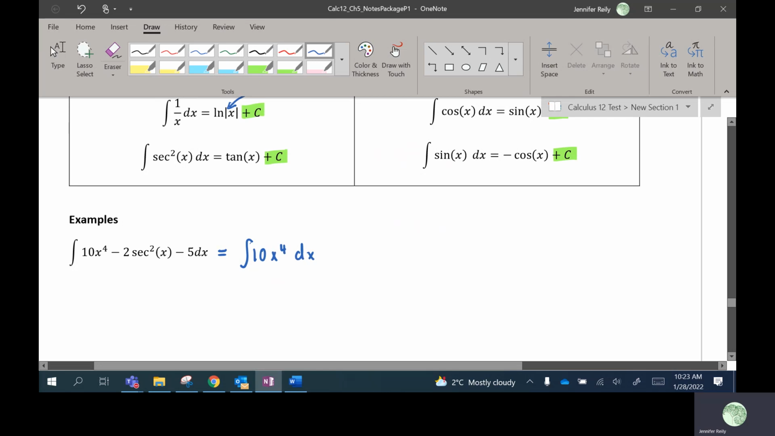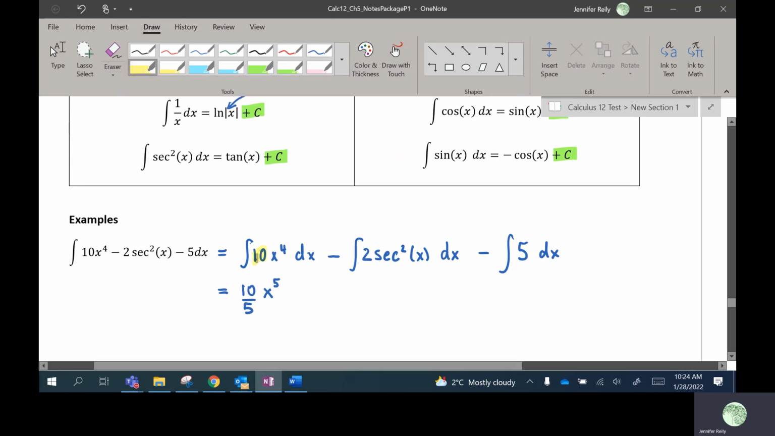So it's the antiderivative of 10x to the power 4 minus the antiderivative of 2 secant squared x minus the antiderivative of 5. Okay, so let's do each one separately. So here we're bumping the power up by 1 and we're dividing by that number. The 10 just stays. 10 is just a constant. It just gets multiplied to the answer, okay?